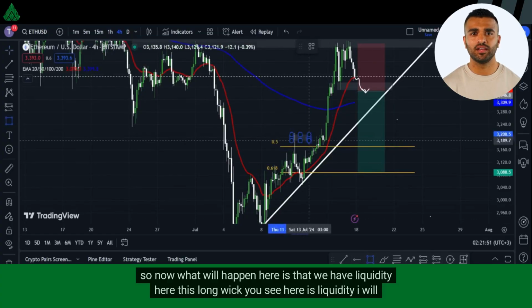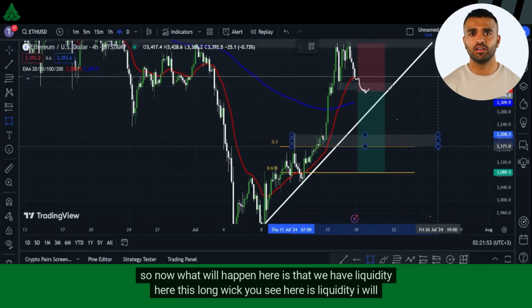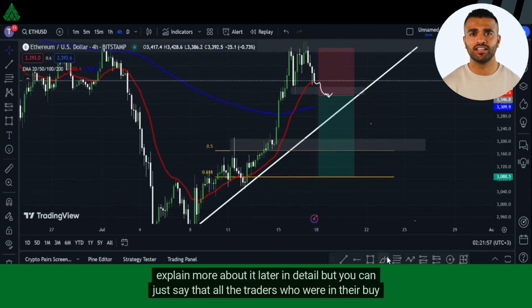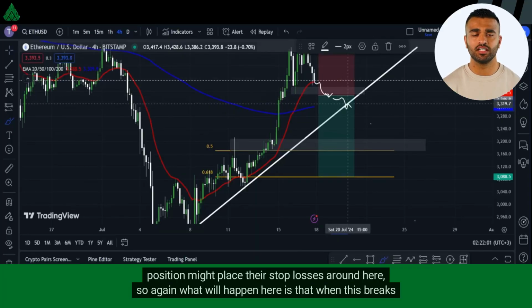So now what will happen here is that we have liquidity here this long. What you see here is liquidity. I will explain more about it later in detail, but you can just say that all the traders who are in their buy position might place their stop losses around here.